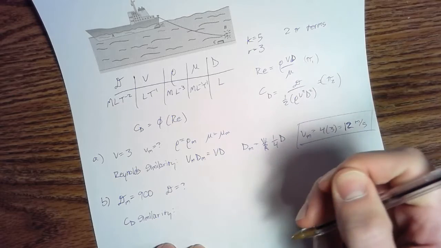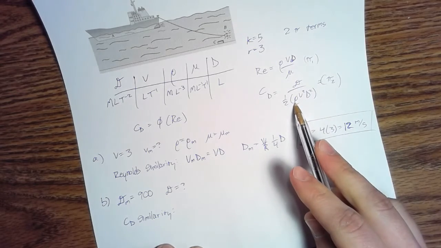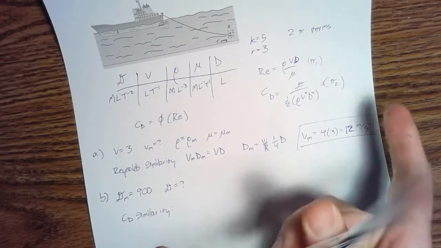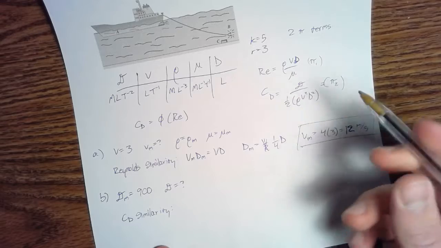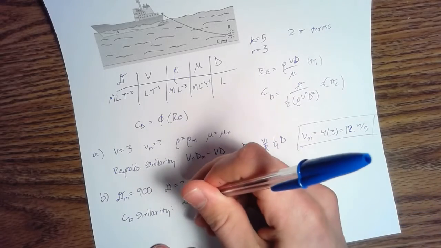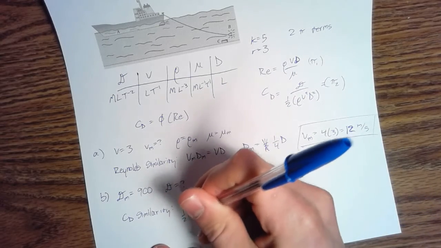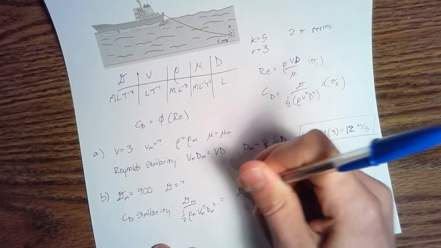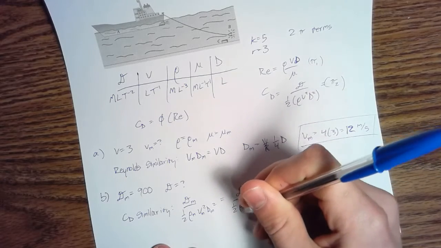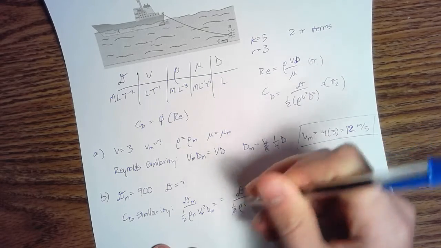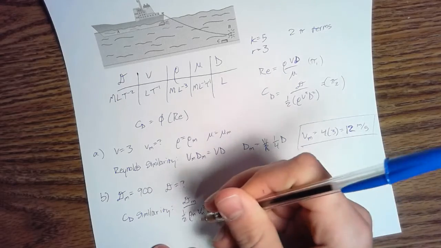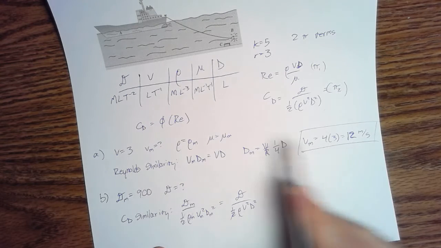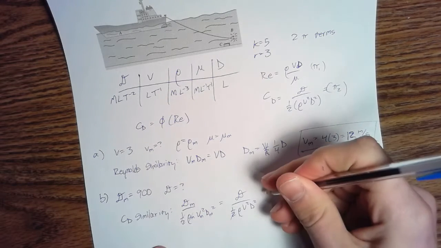So we have, again, the density is going to be the same between the two, and the 1/2 is going to cancel out because it's on both sides. We'll write that out, though, just to be clear. So D_m over 1/2 rho_m V_m squared d_m squared equals D over 1/2 rho V squared d squared. 1/2 cancels out, rho cancels out. And then we have a V and a V_m from part A, right? Our V_m is 12 and our V is 3.